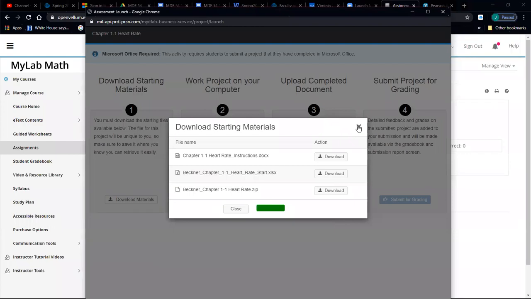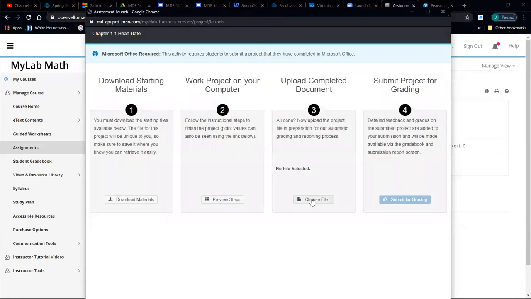When you're done, you choose your file to upload, and then you submit for grading. Remember, when you submit for grading, there are things you can click to get a detailed analysis of why you did something wrong. You might not understand something it says, but at least you know it's wrong.